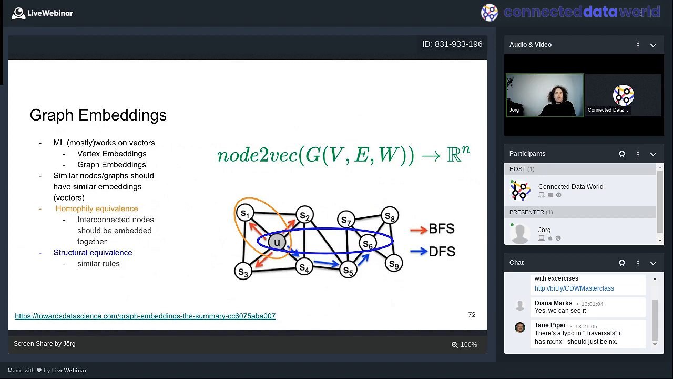When doing so, again, we want to have certain context information preserved. For example, the homophily we saw earlier: interconnected nodes should also be embedded close to each other. It would be weird if those two nodes would end up totally somewhere else in our embedding. Or also structurally equivalent nodes. Here, the U and S6 nodes serve some similar purpose in each of those subgraphs. So we would also expect the embeddings to represent that and somehow be similar.